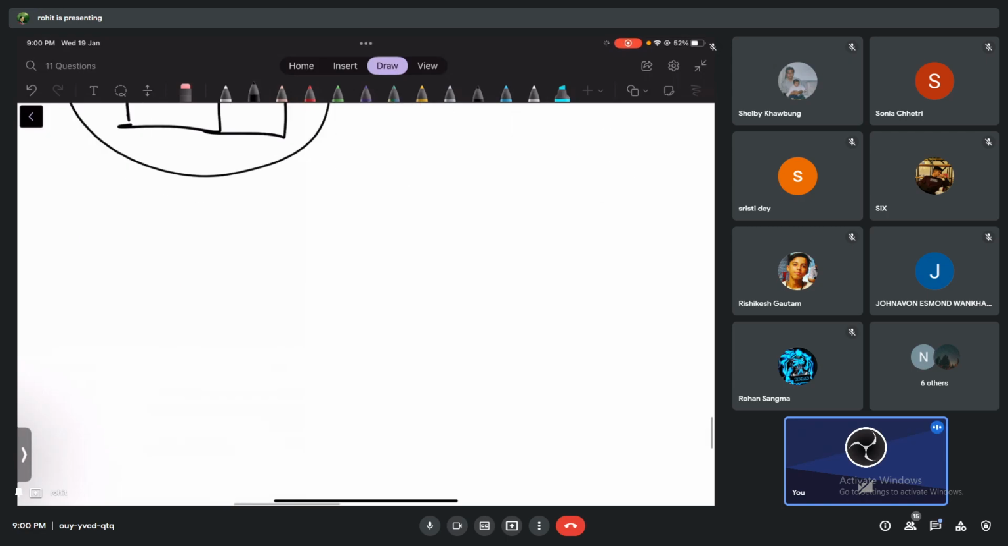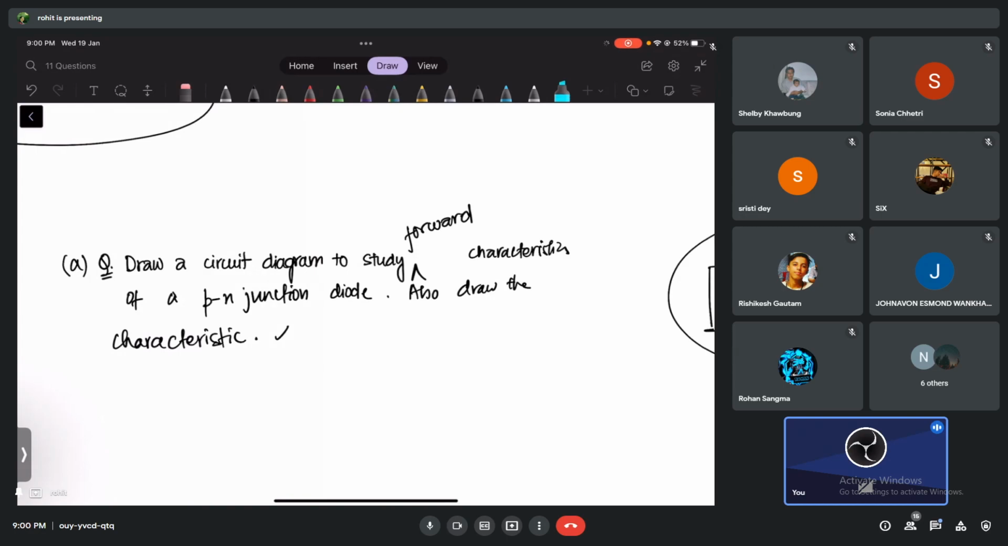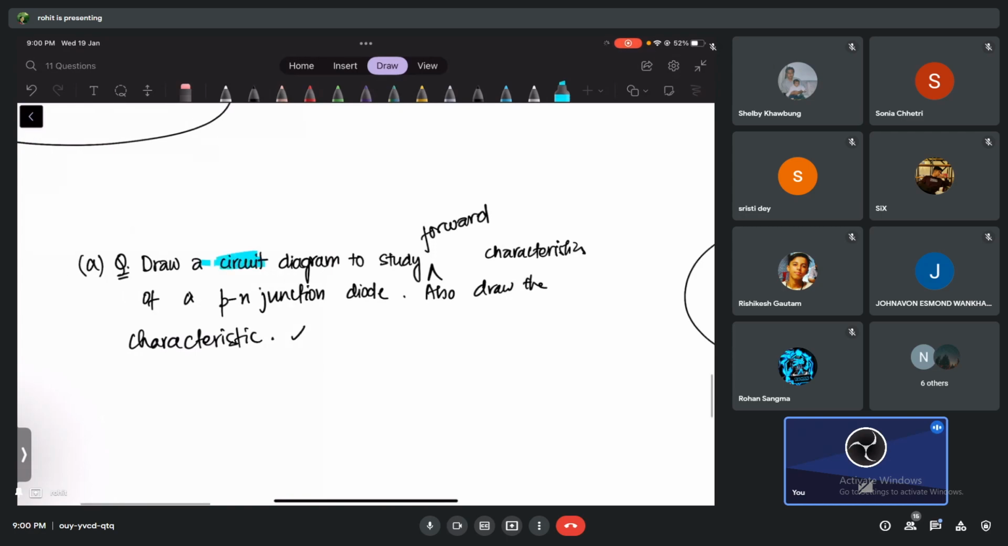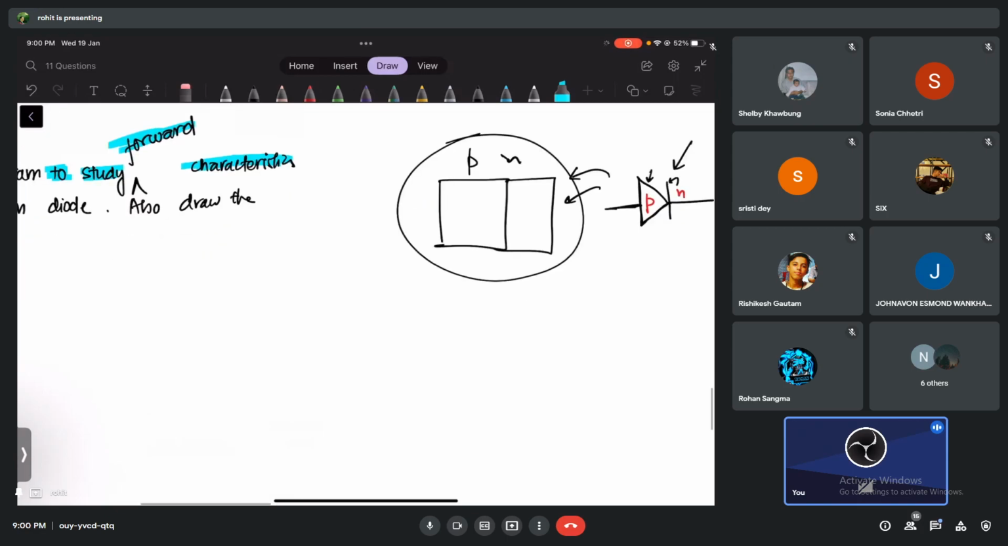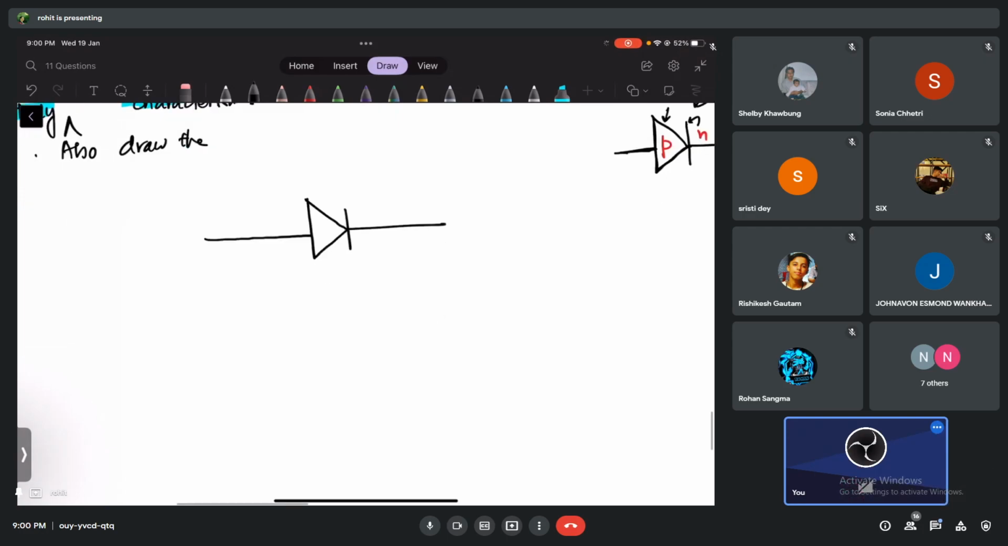Okay, so check now. First question is this: draw a circuit diagram to study forward characteristics. I will help you out with that now. I'm going to draw a circuit diagram. I'll tell you what is forward characteristics. I will draw this triangle here, I'll draw this N type, I'll draw the two ends of it. Don't take more than that. I know this is P type, this is N type.